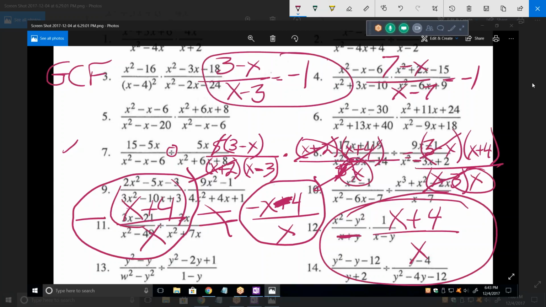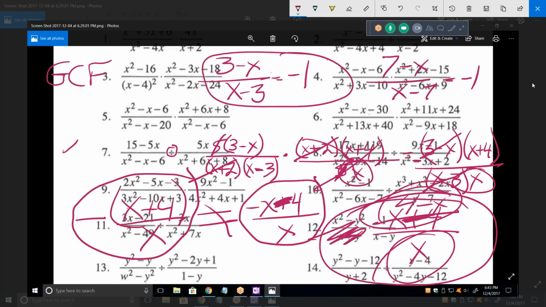Unless I have subtraction going on in the numerator, and then I don't mind putting it there. In other words, if that was x minus 4, well, now I would put it with the numerator because I could replace that with 4 minus x. And now I have no negative signs. I got 4 minus x over x, which is the best answer.